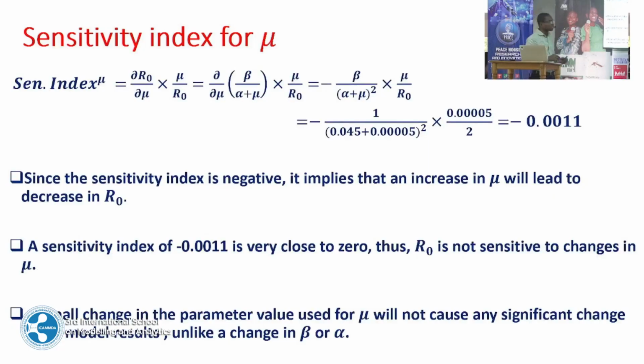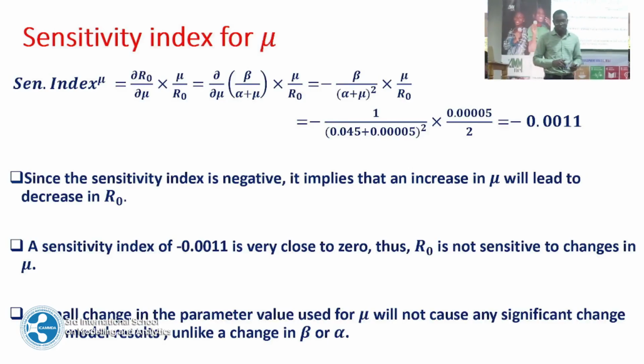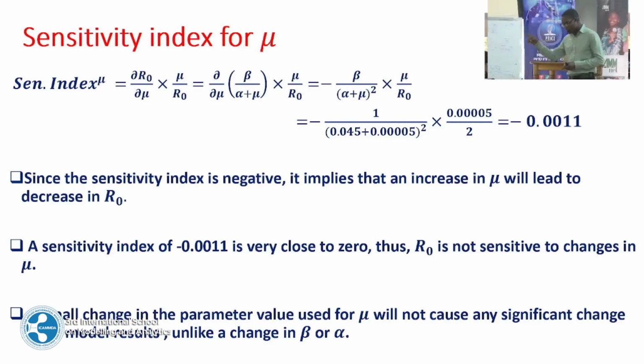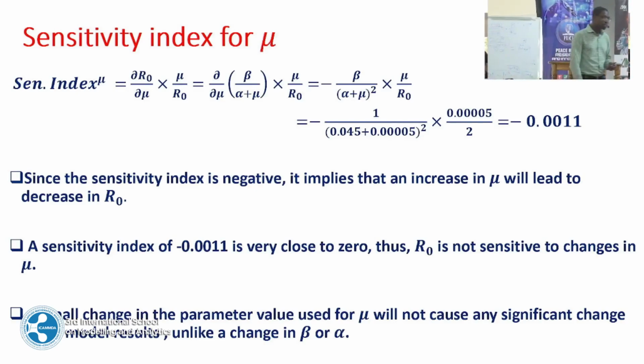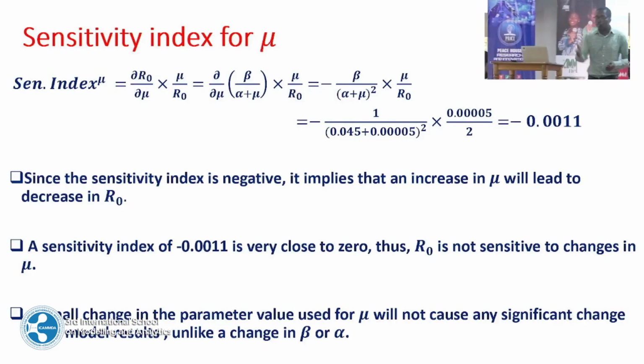Similarly, we do the partial derivatives, and then we obtain for our sensitivity index minus 0.0011, negative again. So what does that mean? It means that an increase in mu will lead to what? So biologically, does that also make sense? Who can explain to us how it makes sense biologically that an increase in the death rate will lead to a decrease in our R naught? Okay, yes.